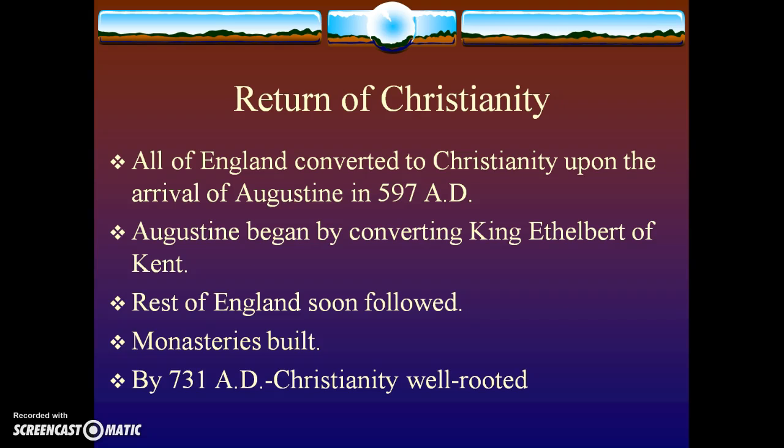So these pagan religions and these pagan gods were followed for a good part of the Anglo-Saxon rule. However, all of England was converted to Christianity upon the arrival of Augustine in 597 AD. Augustine slowly began converting different kings, especially King Ethelbert of Kent, to Christianity, and the rest of England soon followed. Monasteries were built, and then by 731 AD, Christianity was well rooted in Britain, with most of the pagan religions falling to the wayside.